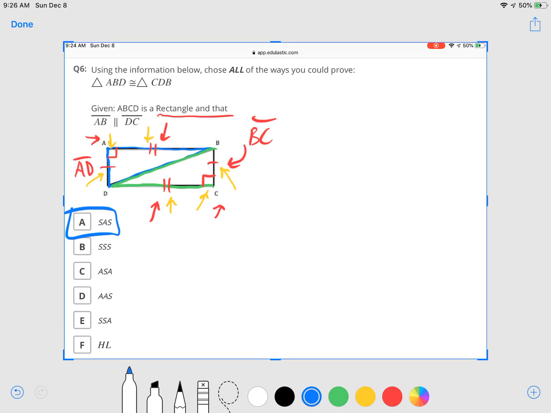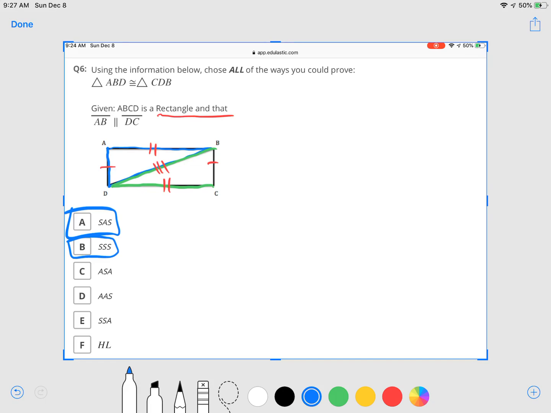Side, side, side also works. We can delete some of this stuff here. So let's get rid of the angles. We don't need that. Let's delete all of these arrows. Okay, now we've already got two pairs of sides marked, and we can mark the last pair of sides, which is this one in the middle that's shared by both of the triangles. We know that that's congruent to itself because it's literally the same side. And there you go, you got all three sides on the blue triangle congruent to all three sides on the green triangle. So side, side, side works.